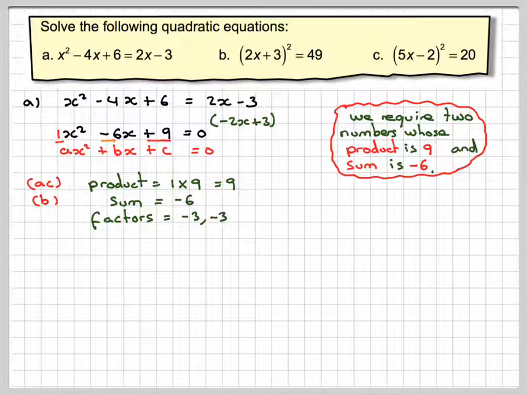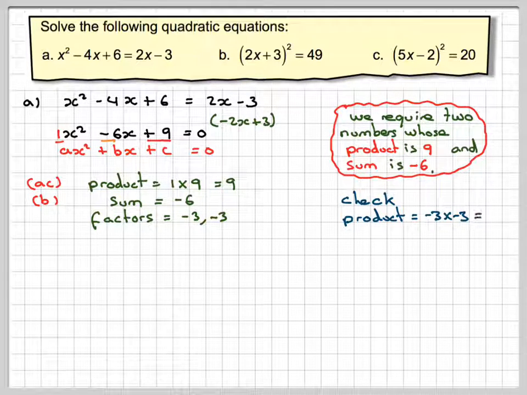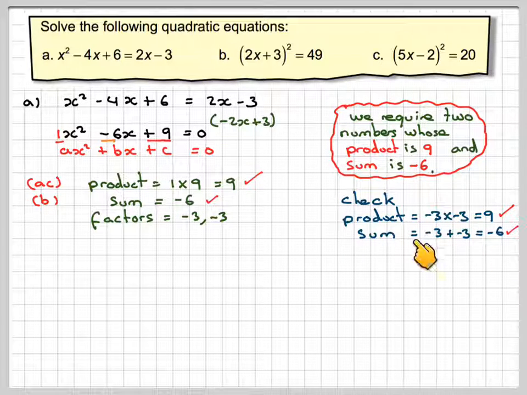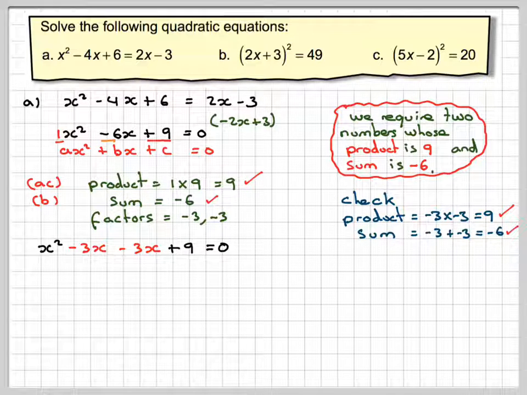Did you come up with minus 3 and minus 3? If we check those, the product, minus 3 times minus 3, gives you 9. That's okay because that's what we wanted. And the sum will be minus 3 plus minus 3, and again that gives me minus 6, and that's what I wanted. We take the quadratic and write down x squared, and we split it up into minus 3x minus 3x. It doesn't matter if we've got the same thing. Plus 9 is equal to 0. So you're only splitting up the middle term.